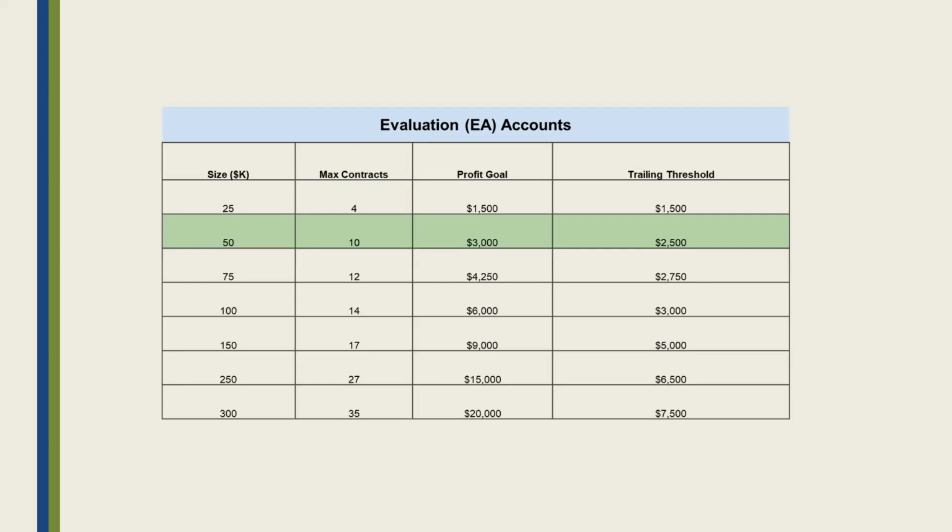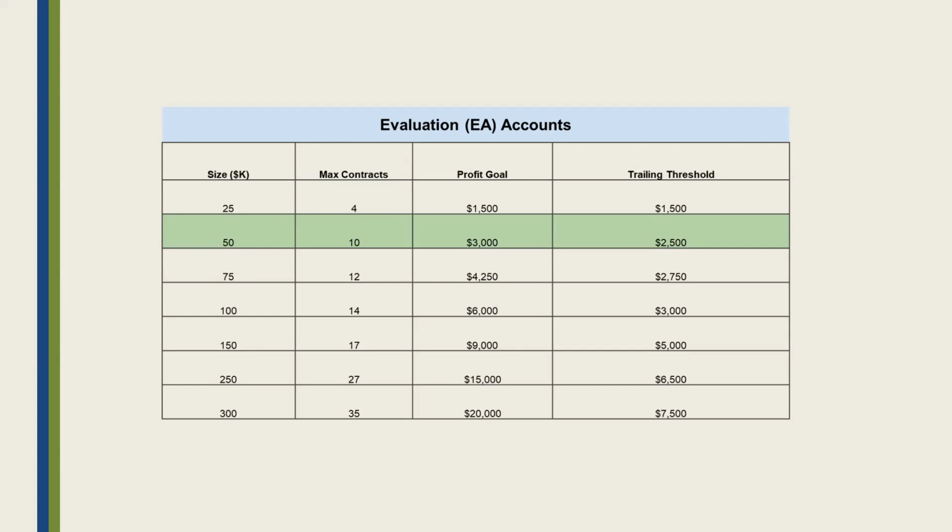So, funded trading programs are where companies are funding the traders. But to fund you, first you have to complete an evaluation, and then you will get a performance account, right? And this is a simple example for Apex. If you want a 50K account, how many contracts you need to trade, what is the profit goal you have to make, and what is the trailing threshold.